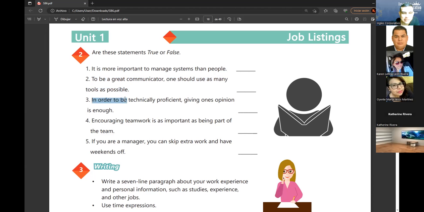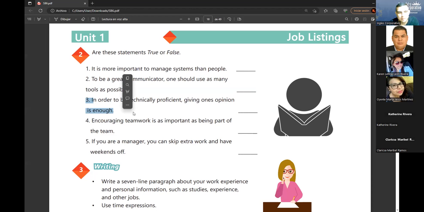In order to be technically proficient, giving one's opinion is enough? False. False, exactly. Encouraging teamwork is as important as being part of the team. True. Exactly.